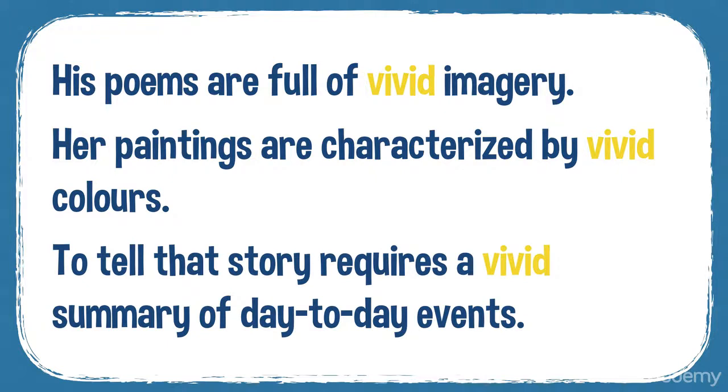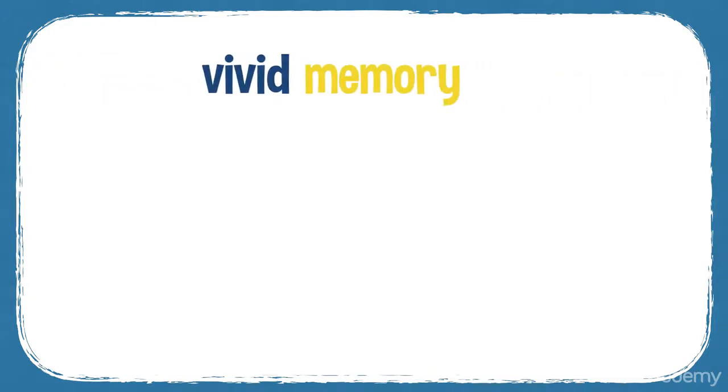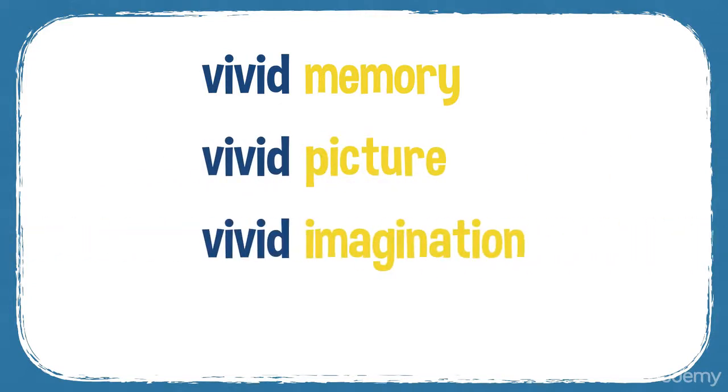To tell that story requires a vivid summary of day-to-day events. So it's a story where you have to have lots of details, day-to-day events, lots of details to make it vivid. Some typical collocations with vivid: vivid memory, vivid picture, vivid imagination. Children often have vivid imaginations. A vivid colour.